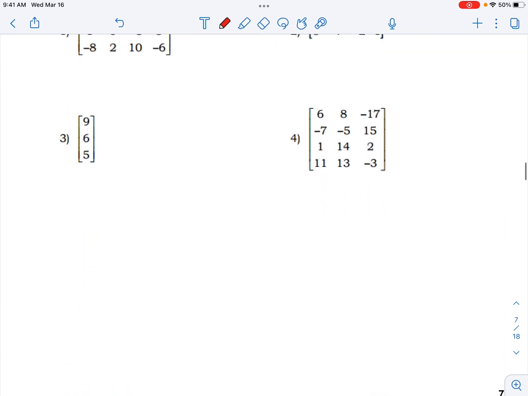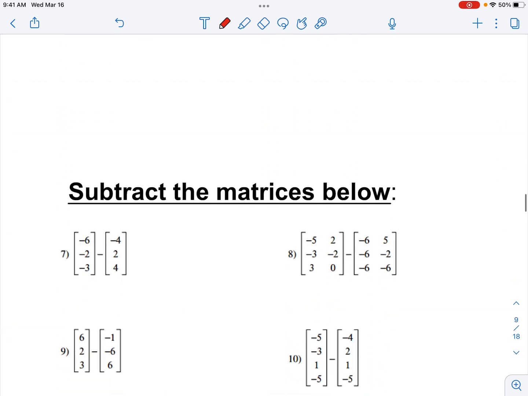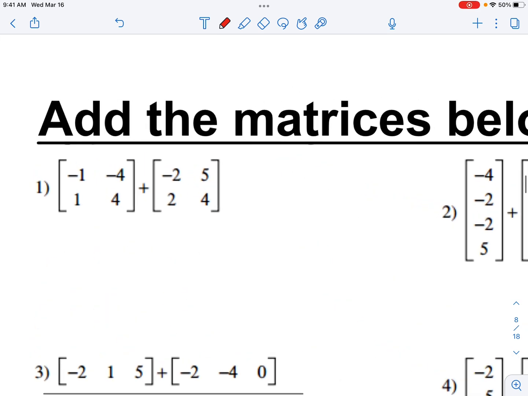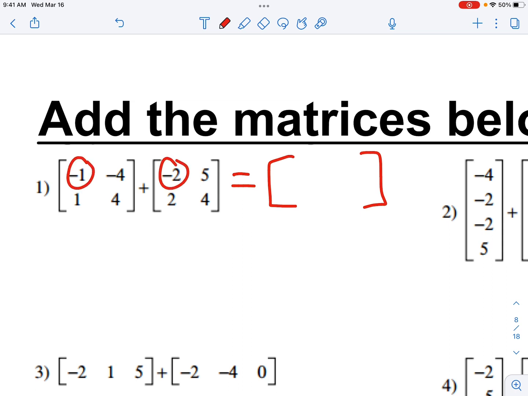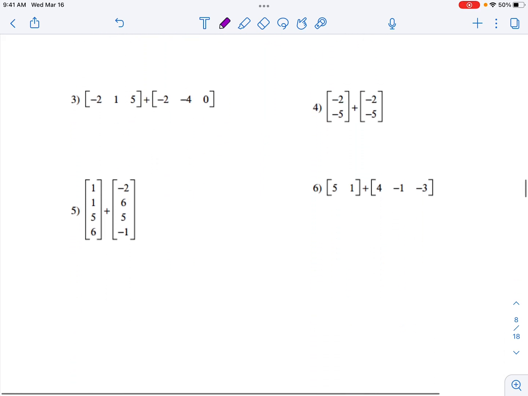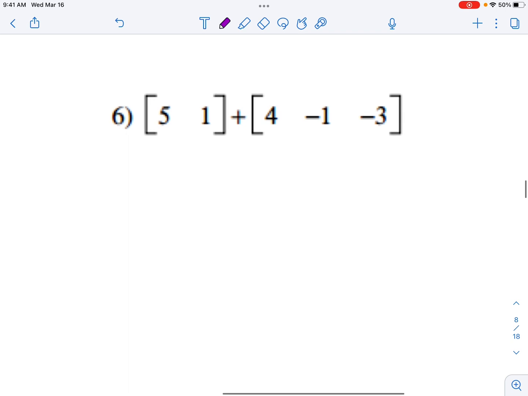All right, so let's try another one real quick. I'm just scrolling down and looking for one. Adding and subtracting, basically you just add the elements. Like here, adding. There are no special rules to distribute or anything. You're just adding the elements that are in the same position. So that's going to be -3. This is going to be -4 plus 5 is just +1, and then 1 plus 2 is 3, and then 4 plus 4 is 8. That's all you're doing. With adding and subtracting, it's just literally combining the numbers that are in the same position.